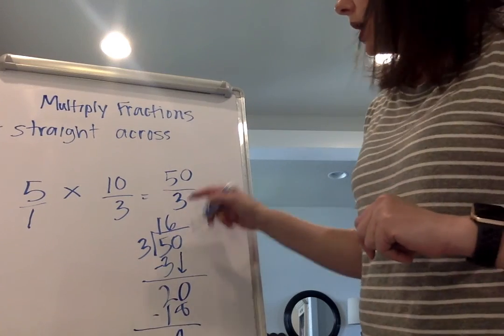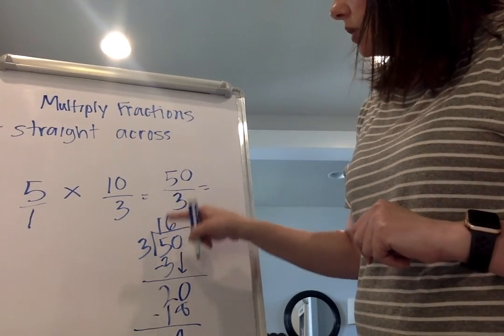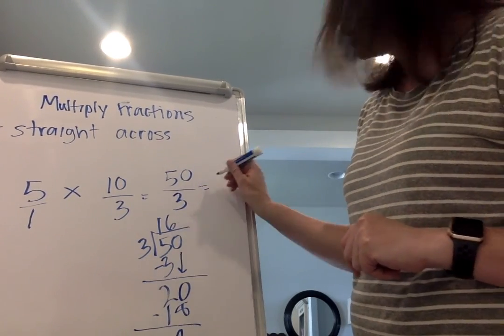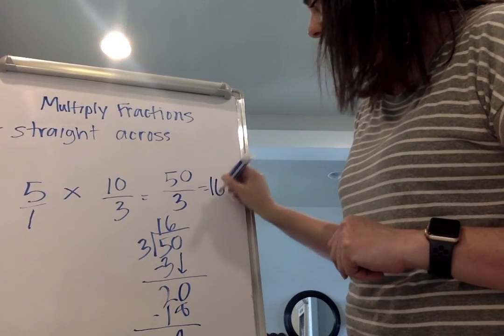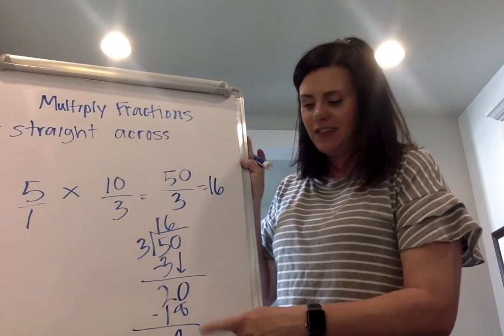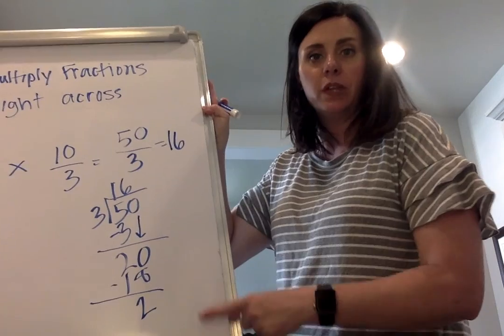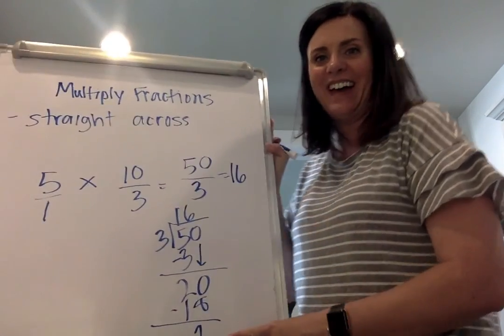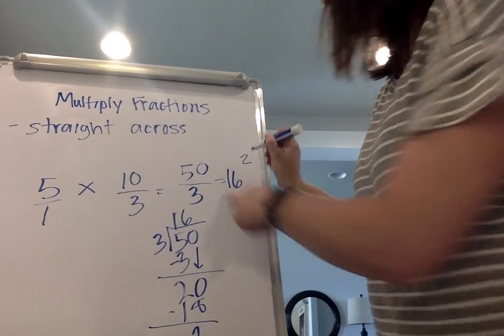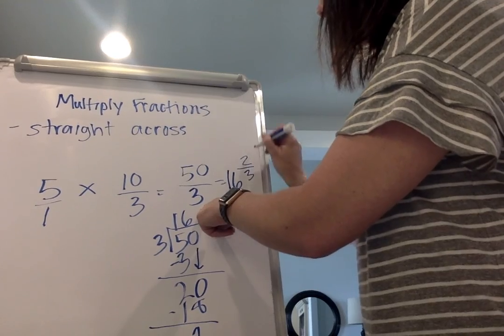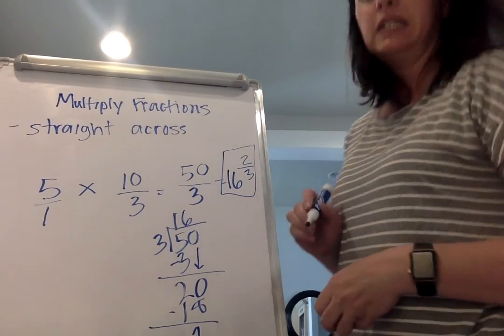So I know that 3 goes into 50 16 times. So my answer is going to be 16. How many's left over? 2. Oh, you can't see that. 2. Aha. And I keep the same denominator. So my final answer, 16 and 2/3.